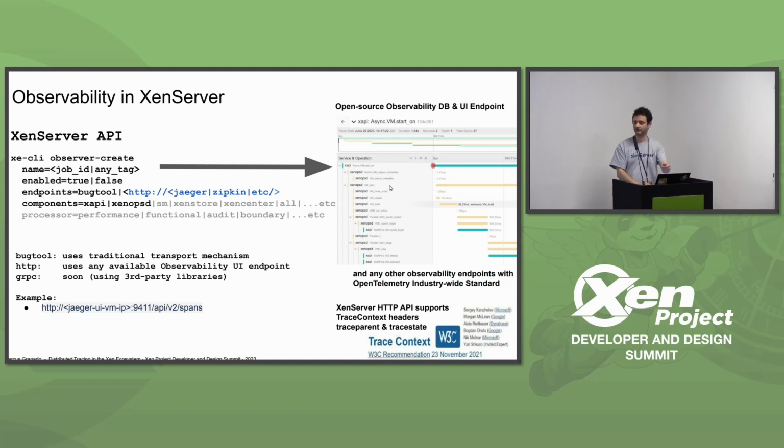And an example here on the right side. When you submit this to a specific endpoint, in this case it's a Jaeger UI visualization for distributed tracing, an open source project, etc., you submit this and immediately see activities happening inside XenServer, associated in this case with VM.start. I'm going to show some examples for different operations, but this is an example here.